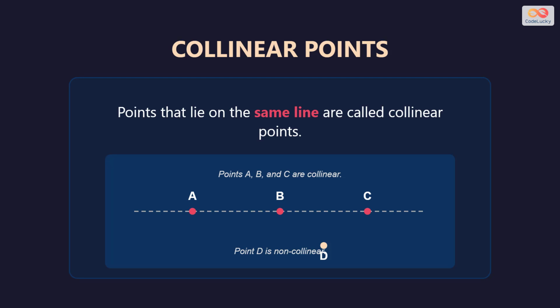Now let's look at how points relate to lines. When 2 or more points lie on the same single line, we call them collinear points. In this diagram, points A, B, and C are all on the same straight path, so they are collinear. Point D is off to the side, so it is non-collinear with the others.